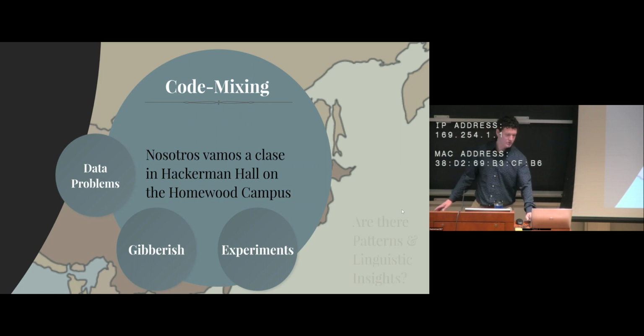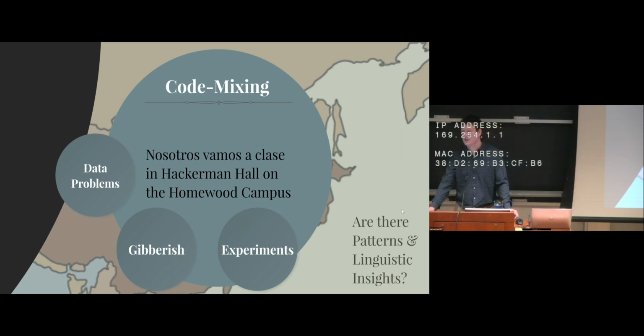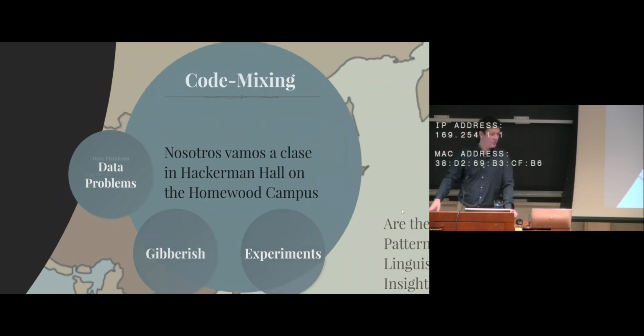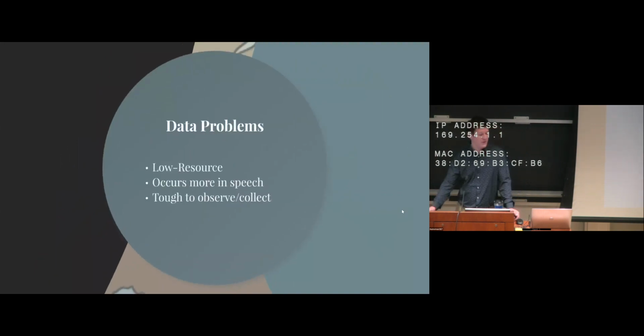So code switching is an interesting problem, and we'd like to know if there are some patterns or linguistic insights. People talk about this a lot, like, okay, in code switching, this is the case. Or you'll see models that try to generate synthetic data, and they'll do parse trees and reorder parse trees. But one of the main problems with this is, again, it's a very low resource problem, right? There's not a lot of code mixing data out there. One of the reasons is it occurs a lot more in speech, so we don't necessarily have it in text.